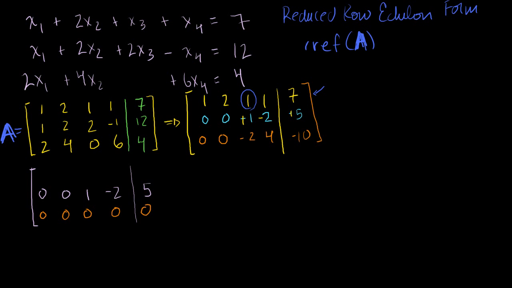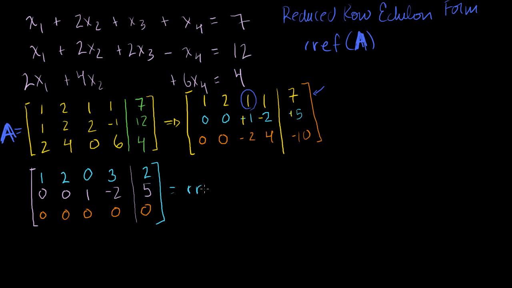So what is 1 minus 0? Well, that's just 1. 2 minus 0 is 2. 1 minus 1 is 0. 1 minus minus 2 is 3. 7 minus 5 is 2. And there you have it. We have our matrix in reduced row echelon form.